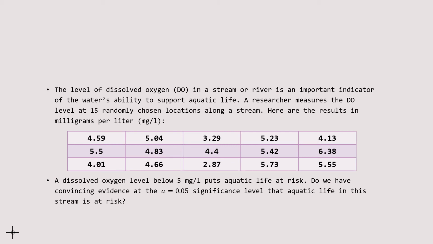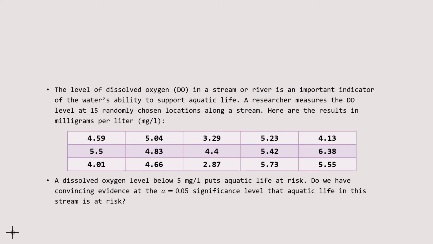So this is about dissolved oxygen, measured in milligrams per liter, not in your bloodstream, in a river. 15 random spots were taken in a stream. And basically they want to see if it's below 5, things can die because there's not enough oxygen in it. And so they want to see, is it less than 5, essentially. And alpha 0.05 does it put at risk. So take a second, you can work through this one. You can pause it.